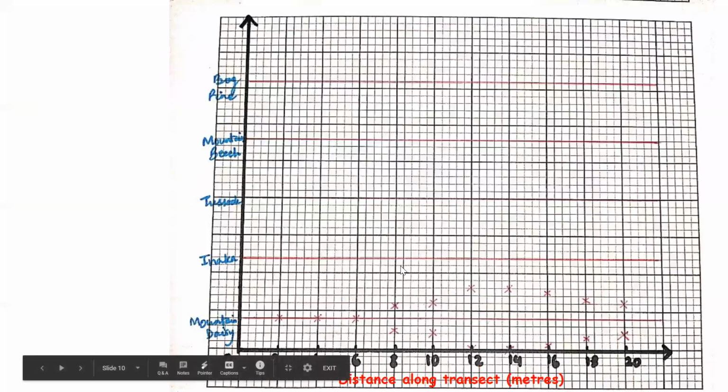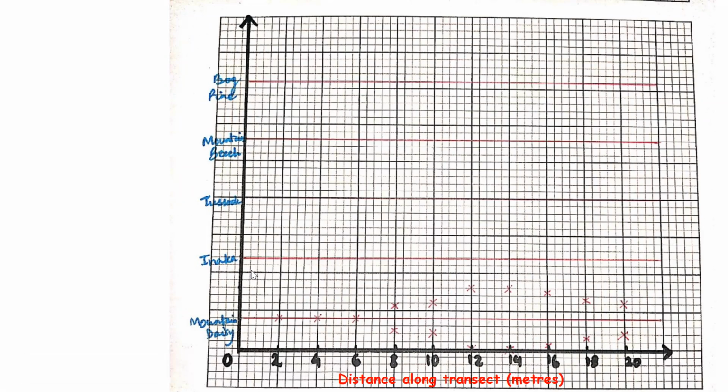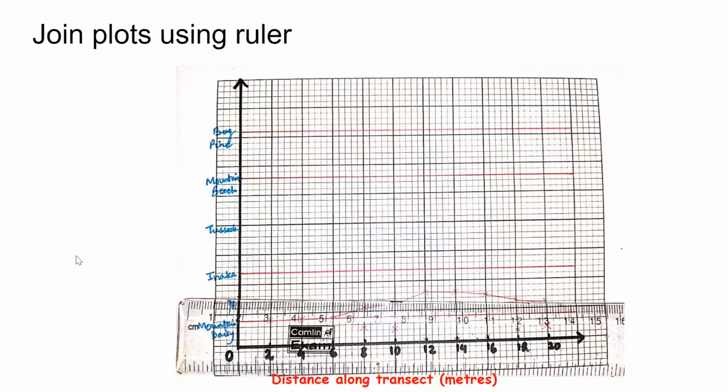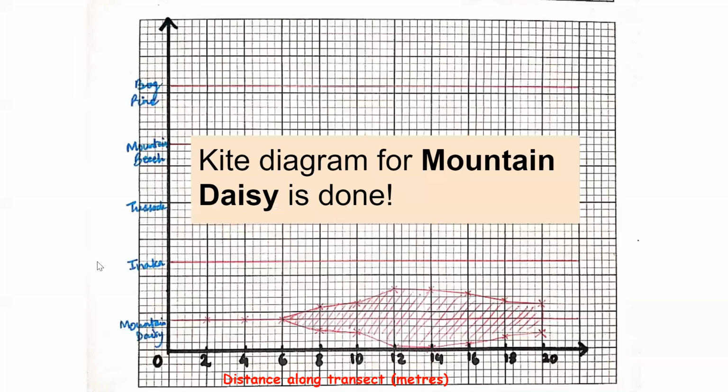So overall, like how I have plotted for mountain daisy, I took 8 centimeter gap between each species so that every species gets 4 centimeters above and below. And I've made central lines for all the 5 species. So now my x-axis and y-axis are ready. Each species central line is ready. I have plotted each data of mountain daisy. Next, I'm going to join the plot, and while joining the plot, never use freehand. With the scale, you will start joining the plots. So mountain daisy plots are joined.